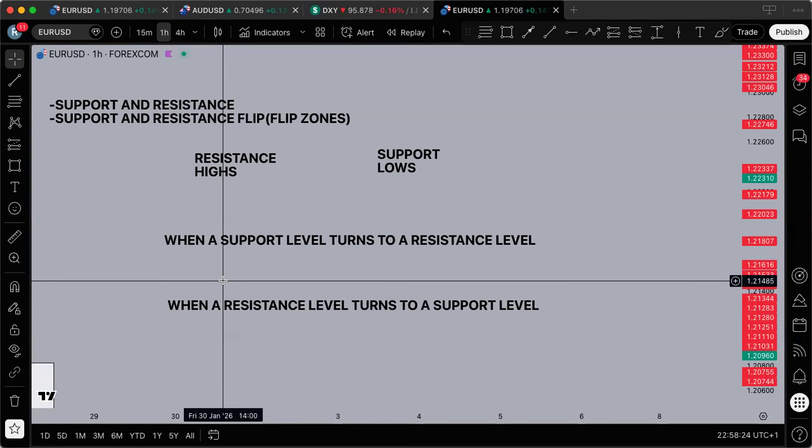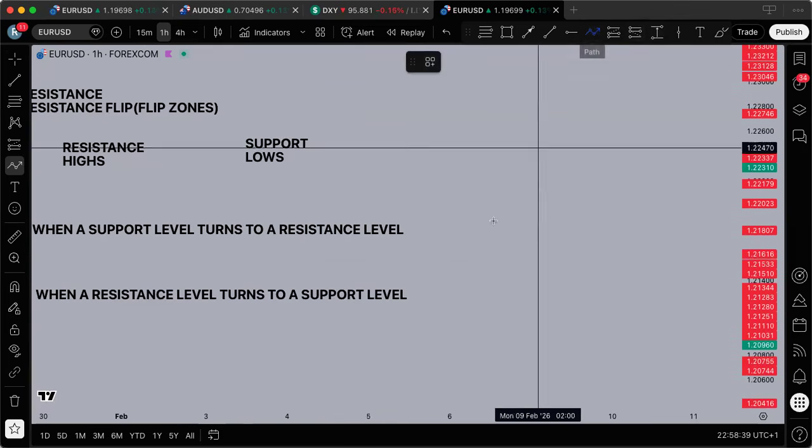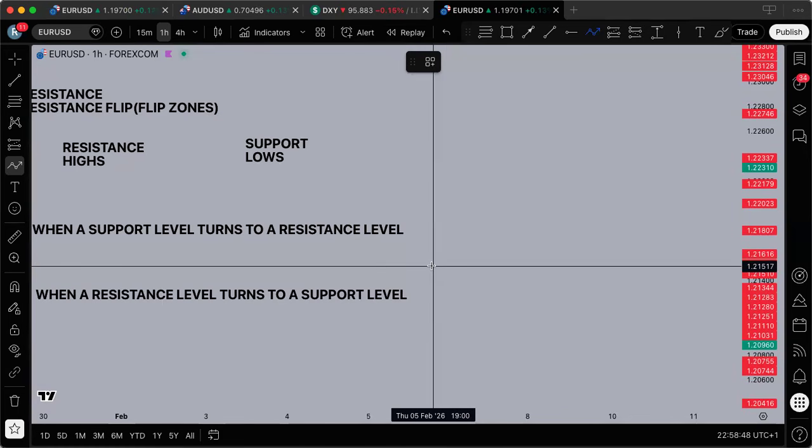So guys, let's continue. First of all, ask yourself this question. What are support and resistance flip? Just as the name implies, flip zones. When it comes to using your flip zones on this market, let's say we have something like this. Remember, I taught you guys what market structure is. And please, if you don't understand what market structure is, go back to my videos and make sure you understand it. So now let's say we have something like this.